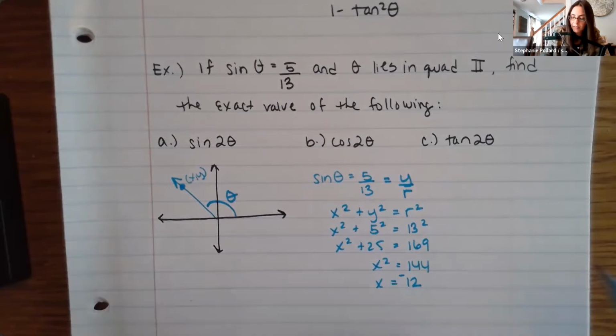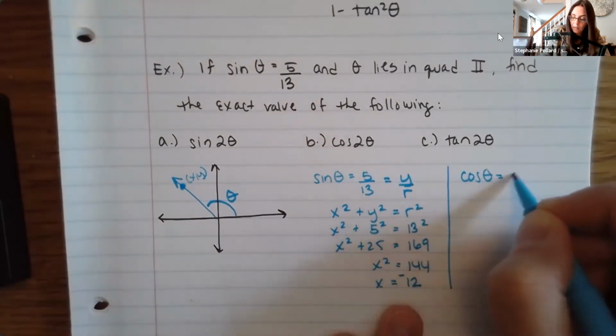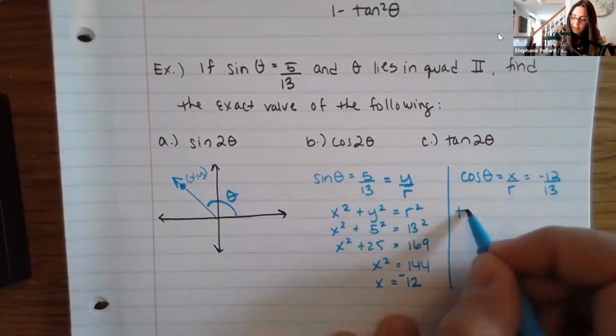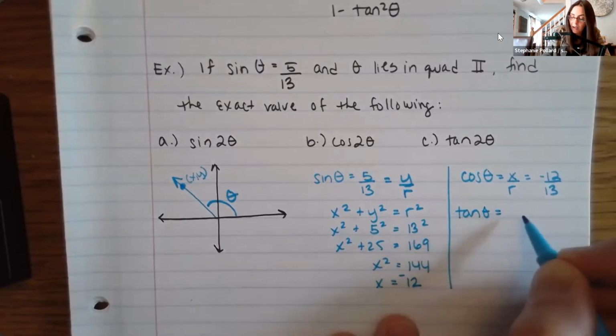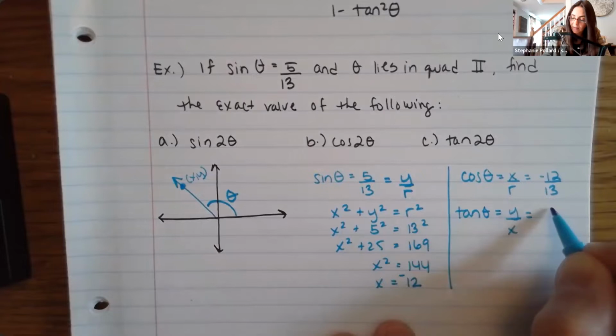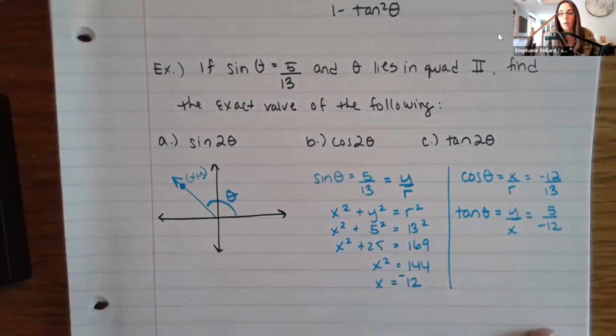So because of that, I'm able to actually figure out what cosine of theta is. That would be x over r, so negative 12 over 13. And I'm able to figure out what tangent of theta is, which is your y over x. So that would be 5 over negative 12 or negative 5/12. That would be fine as well.